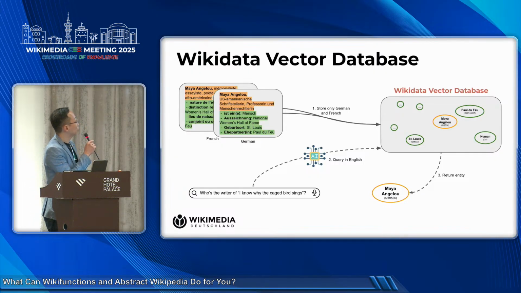So, as you can see here, in different languages, it stores only the German and French, for example, into the vector database. And then when you query the writer of I Know Why the Caged Bird Sings, and query it in English, it can return an item from Wikidata. I can be a bit ambitious and do a demo later if everybody wants.